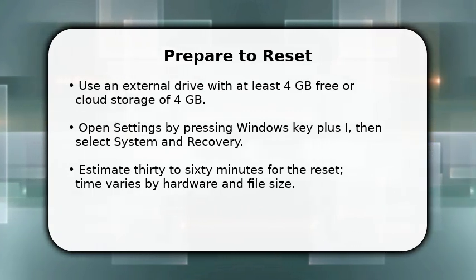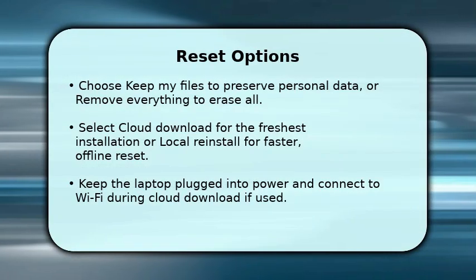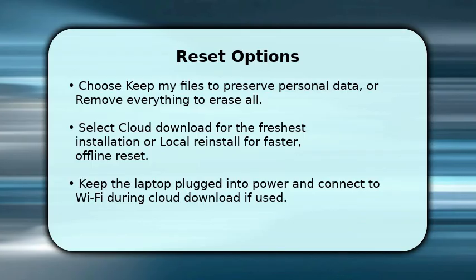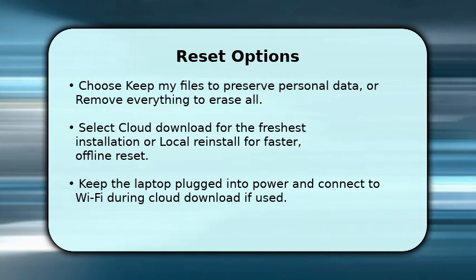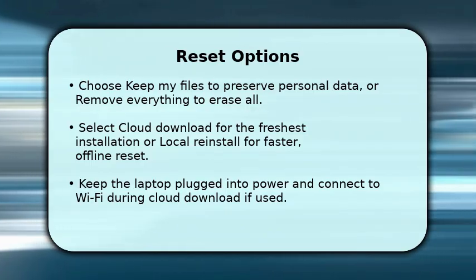On the recovery page, click Reset this PC to begin the guided reset workflow. Choose Keep My Files to preserve personal data or remove everything to erase all. Select Cloud Download for the freshest installation or local reinstall for faster, offline reset. Confirm settings, review listed apps to reinstall, then click Next and reset to start.